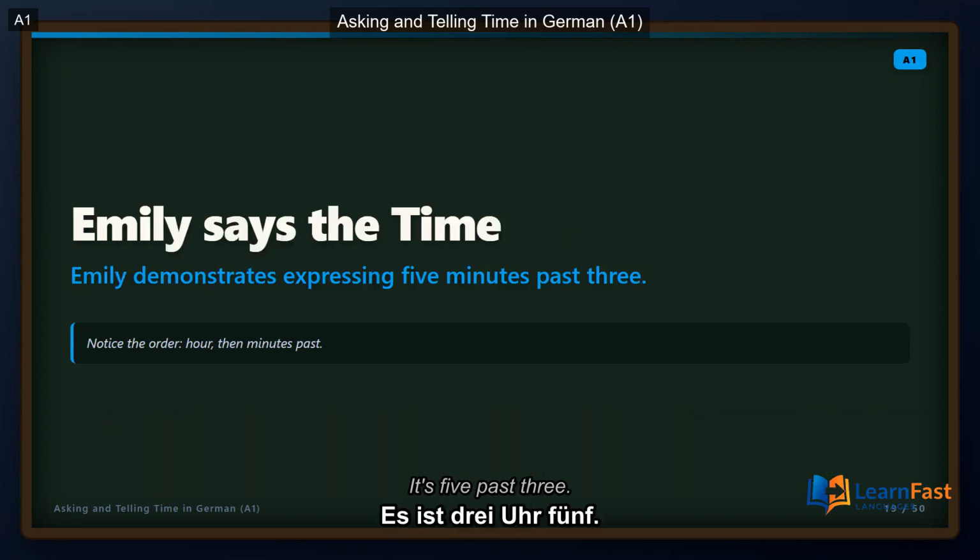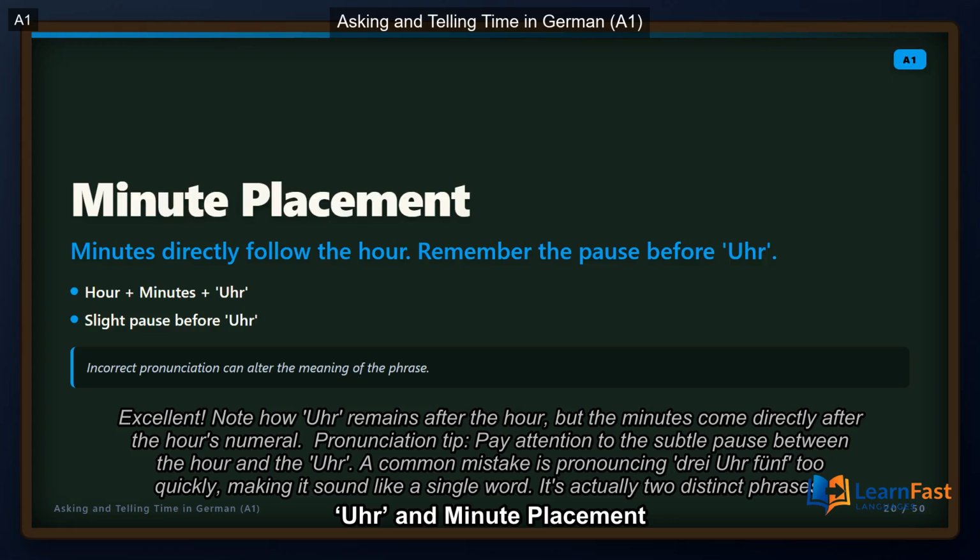Es ist 3:05 Uhr. Excellent. Note how Uhr remains after the hour, but the minutes come directly after. Pronunciation tip: pay attention to the subtle pause between the hour and the Uhr. A common mistake is pronouncing 3:05 too quickly, making it sound like a single word. It's actually two distinct phrases.